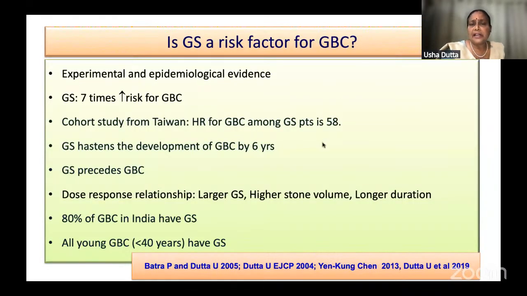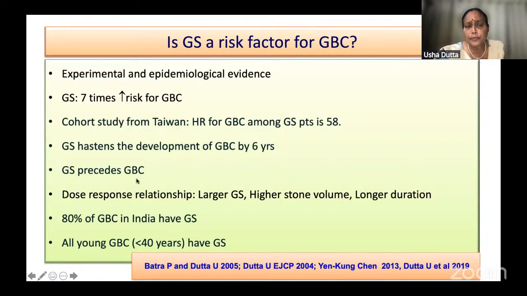So is gallstone a risk factor? If we look at the Bradford Hill criteria, which addresses association versus causation, gallstones fit in all the components of Bradford Hill criteria, which tells us that it is really causative rather than just an association. There's sufficient experimental and epidemiological evidence. Gallstones increase risk by 7 times. A cohort study in Taiwan showed that the hazard ratio for gallbladder cancer among gallstone patients was as high as 58. And we showed that gallstones hasten the development of gallbladder cancer by 6 years.